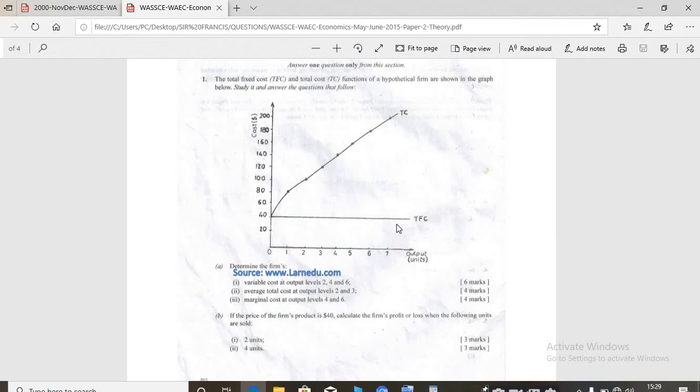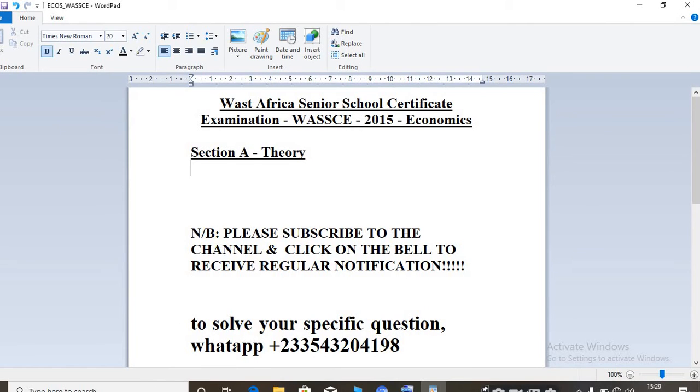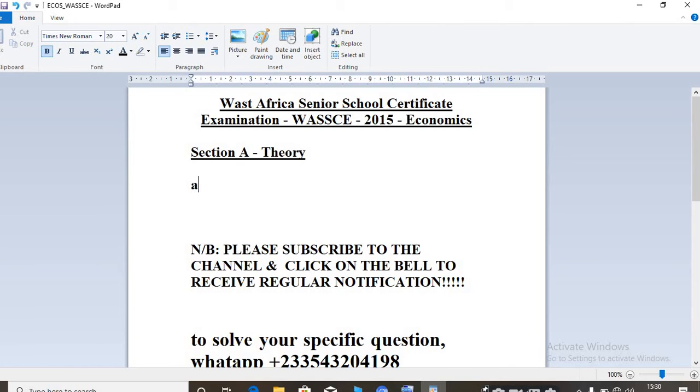I think it's part of the question under this, so these are some of the terminologies that I want you to have an idea about. The fixed cost does not change, but the variable cost changes in relation to the output level. The total cost has to do with the overall cost of the business for producing a particular product. Part A says that we should determine the firm's variable cost at output level 2, output level 4, and output level 6. So let's get back to our solution board and see what we can do.